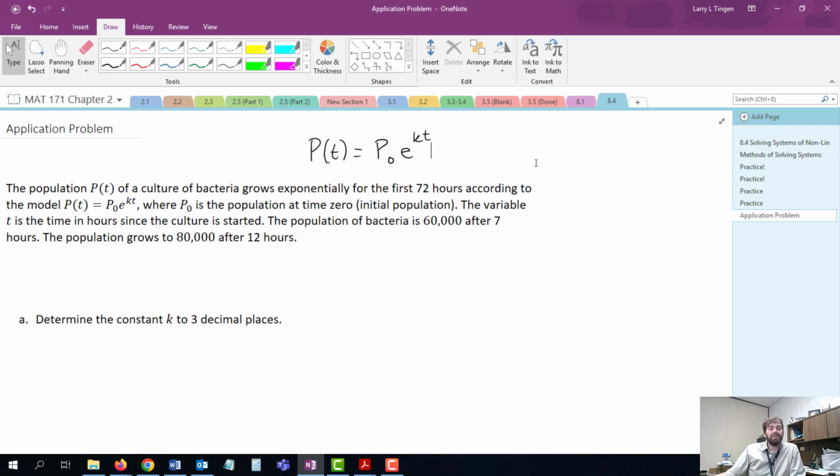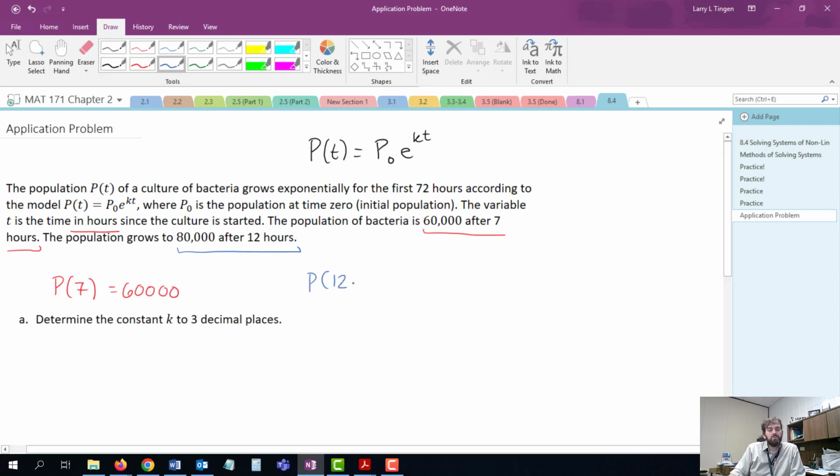So t is time, and it is in hours since the culture started, and I have 2 points of interest. The population of the bacteria is 60,000 after 7 hours, and 80,000 after 12 hours. So what do I know? I know that the population after 7 hours is equal to 60,000. And I know the population after 12 hours is equal to 80,000. The first question asks us to find k. So let's go do that.